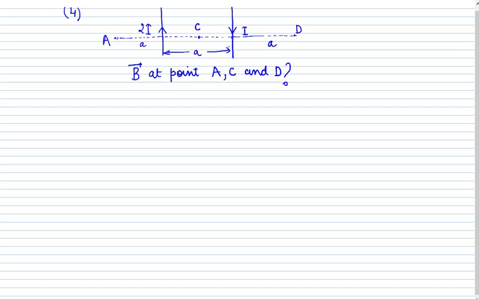So we have two current carrying wires carrying the current in opposite direction, and we have to calculate first at point A. This point A is at a distance small a from the first wire. Then there is a point C which is in between these two wires carrying current 2I and I in the opposite direction. And the third point is D, which is at a distance small a from the second wire. So we have to calculate the magnetic field at these 3 points. So let us go to the solution.